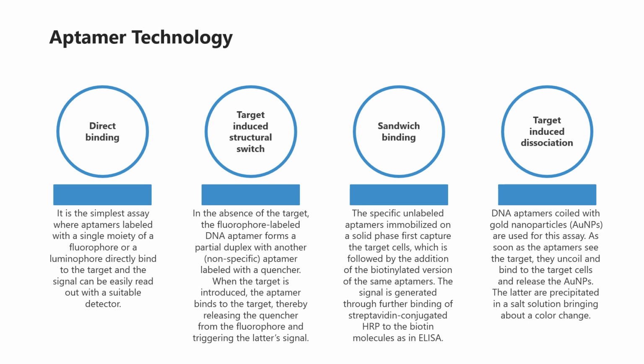Sandwich binding. The specific unlabeled aptamers immobilized on a solid phase first capture the target cells, which is followed by the addition of the biotinylated version of the same aptamers. The signal is generated through further binding of streptavidin-conjugated HRP to the biotin molecules, as in ELISA. Target-induced dissociation. DNA aptamers coiled with gold nanoparticles, AuNPs, are used for this assay. As soon as the aptamers see the target, they uncoil and bind to the target cells and release the AuNPs. The latter are precipitated in a salt solution, bringing about a color change.